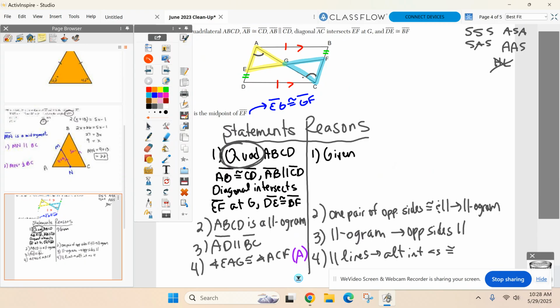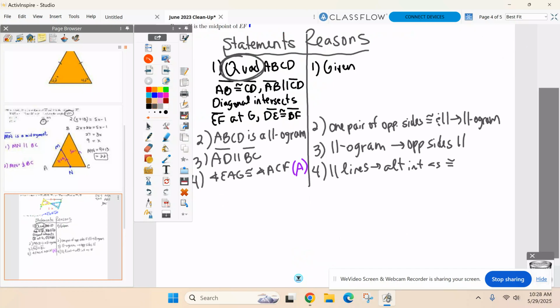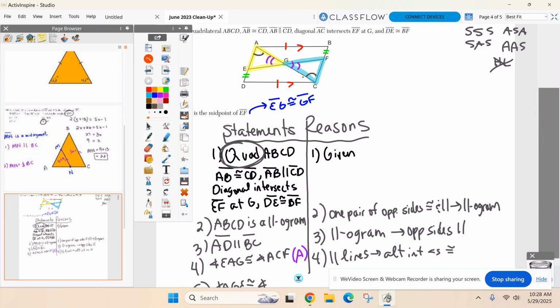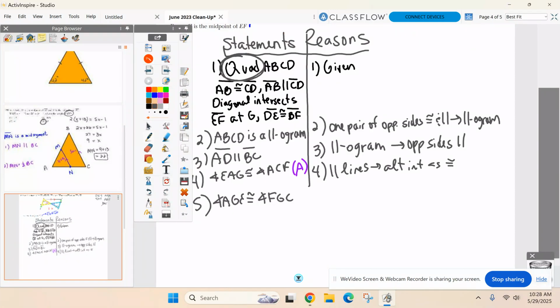Anybody else want to chime in? Jacob. Angle AGE and FGC. Right? Why not? I got to throw the verts in there. I got to give the verts some love. AGE and FGC. Vertical angles congruent. Oh, it's been so long. Come on. Another pair of angles down.